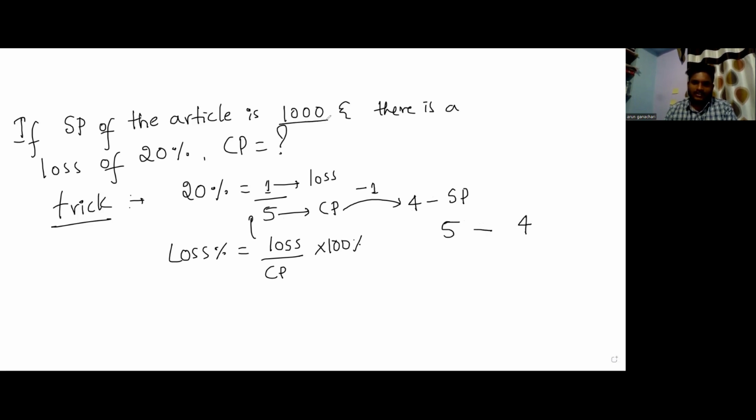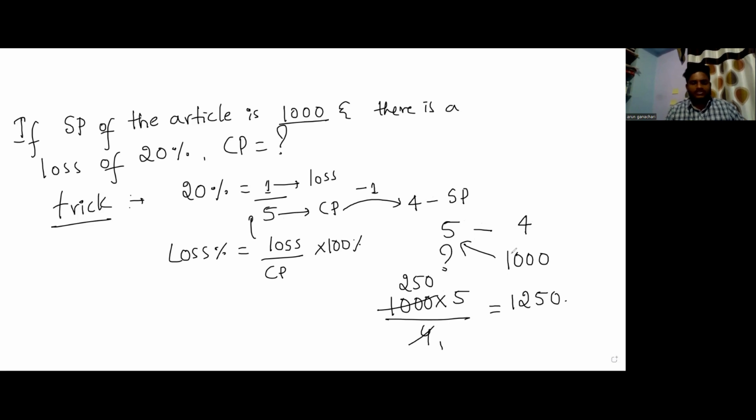But in the question, they have given you the SP of the article. Selling price of the article is 1000, and they are asking you the cost price. Cross multiply and get the answer. 1000 into 5 divided by 4. 4 ones are 4, 4 250s are 1000. So 250 into 5 is 1250. Understood what we did here?